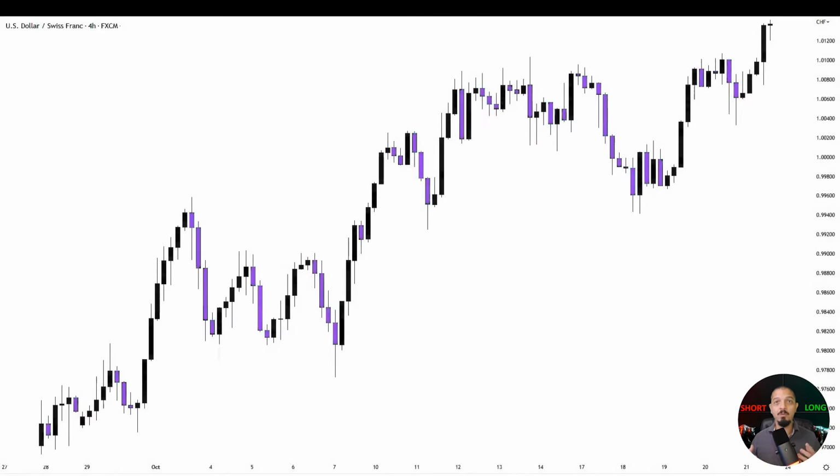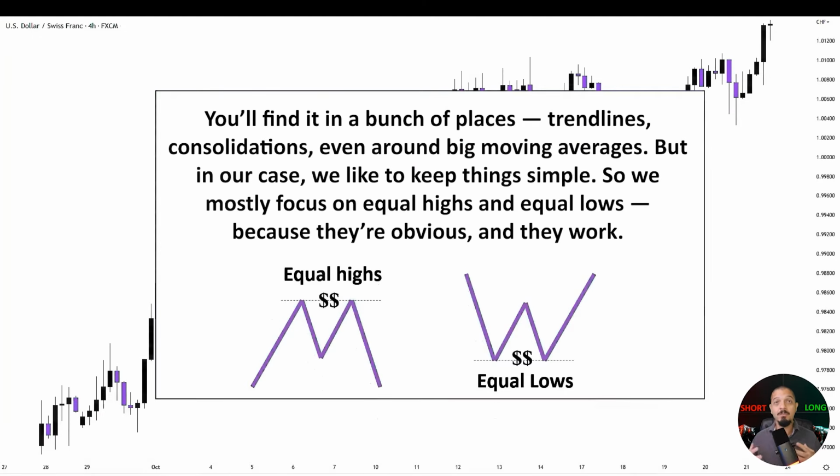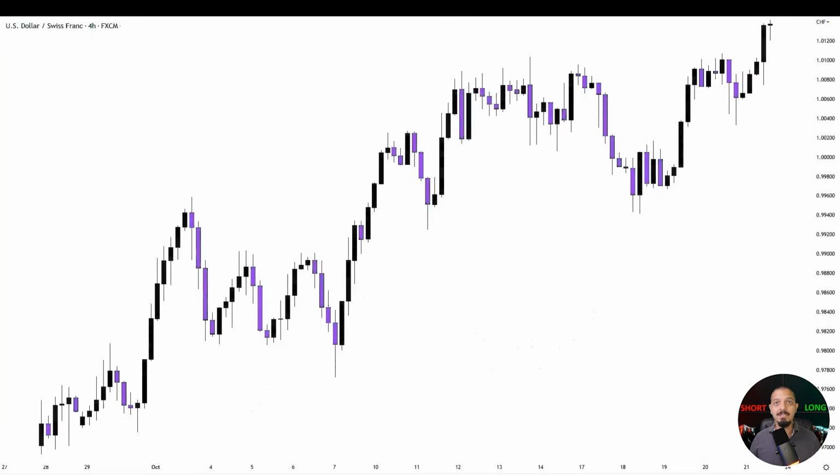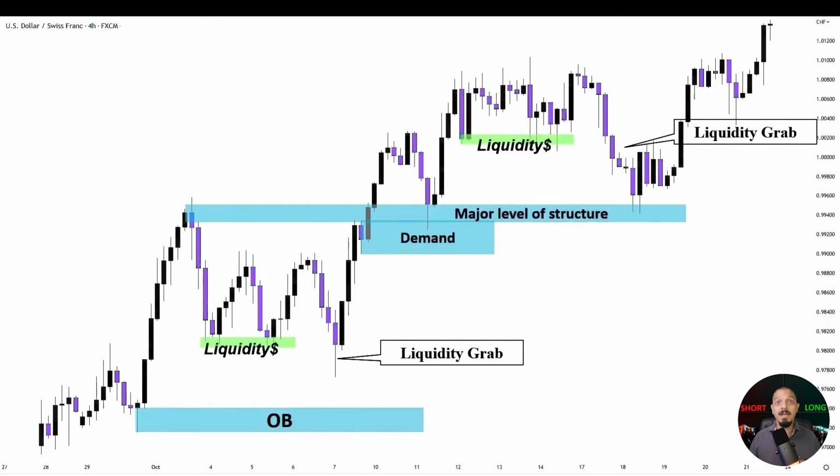Now let's talk about where liquidity tends to show up on your charts. You'll find it in a bunch of places: trend lines, consolidations, even around big moving averages. But in our case, we like to keep things simple. So we mostly focus on equal highs and equal lows because they're obvious and they work. Take this example. It helps clarify how we separate real supply and demand zones from simple liquidity traps.